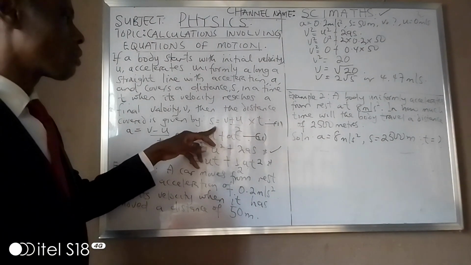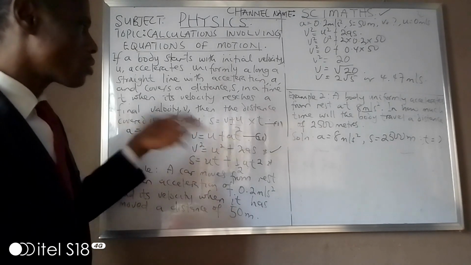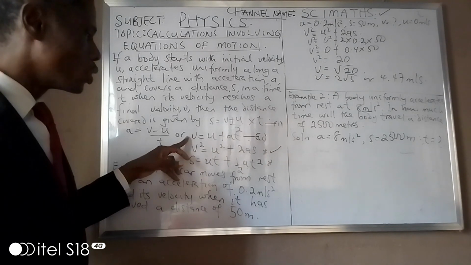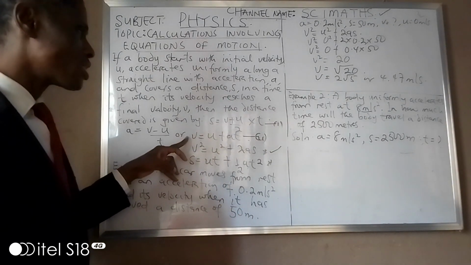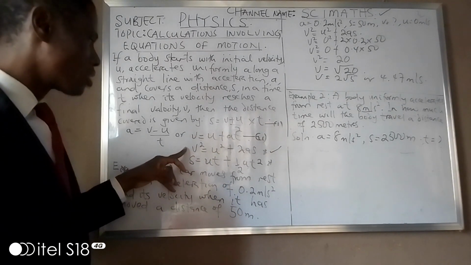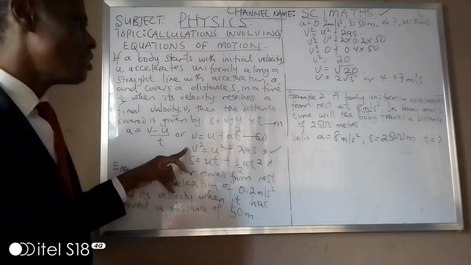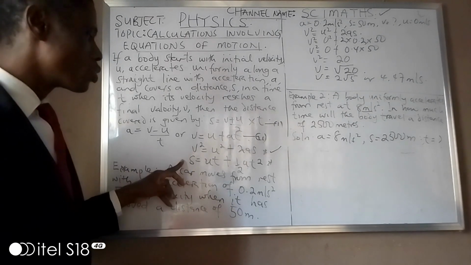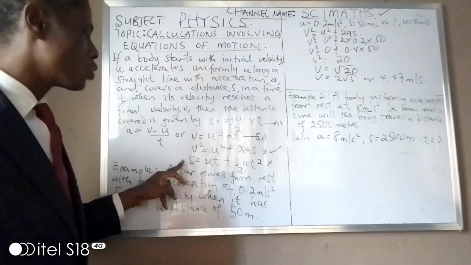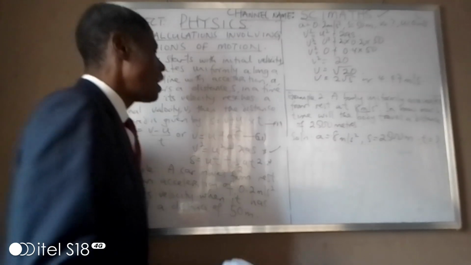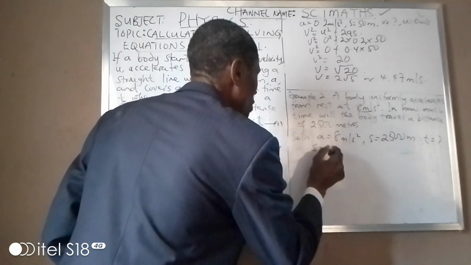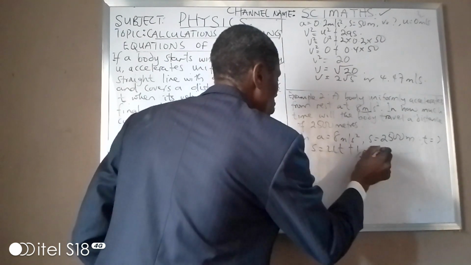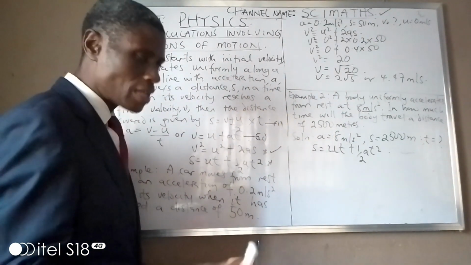Equation 1 cannot fit in because there is no acceleration here. Equation 2, you can't use it because s is not there. Equation 3, s is here, a is here, but the problem is our t we are looking for is not here. So we end up using the fourth equation. We now say that s is equal to ut plus half at square. So that's the formula we have to apply that fits in.